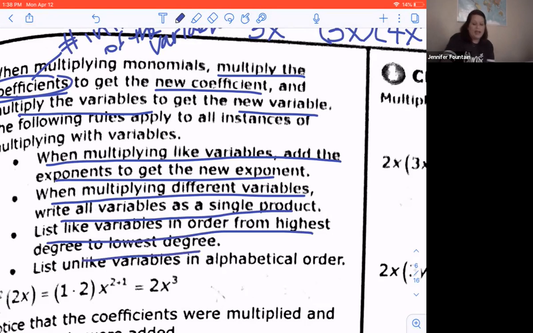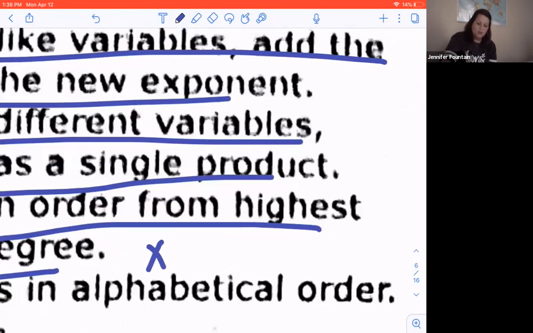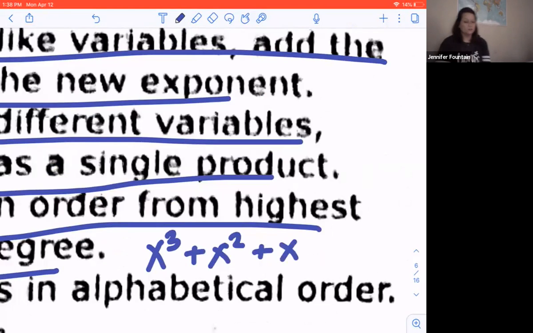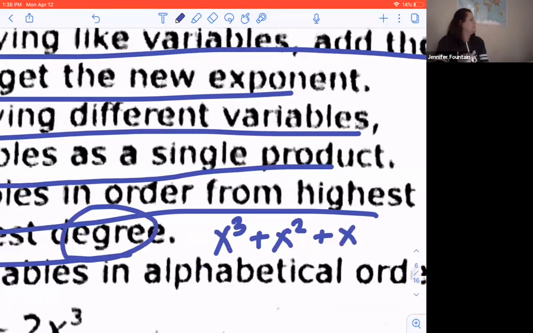So if I were to have x cubed plus x squared plus x. Notice when I talk about highest degree, degree means my highest exponent. So x cubed is a third degree variable, it's x to the third power. X squared is second degree. X without an exponent is understood to be x to the first, so that is first degree. So when it's talking about degree, it's talking about my highest exponent, and I go in descending order. I start with my largest and then work my way down.